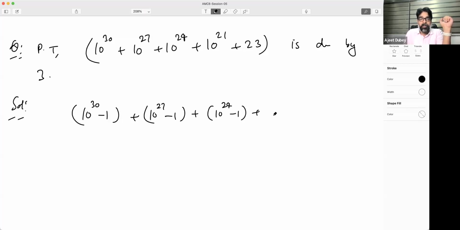10 power 24 minus 1 plus 10 power 21 minus 1, plus, since I subtracted 4 times 1, I will add 4 times 1, plus 27. Think carefully. This quantity I can write as 10 power 30 minus 1 power 30, this is 10 power 27 minus 1 power 27, this is 10 power 24 minus 1 power 24, this is 10 power 21 minus 1 power 21. This is divisible by what? 10 minus 1, by 9. This is also divisible by 9, this is also, this is also, and this is also divisible by 9. The whole quantity is divisible by 9, and if it's divisible by 9, surely it's divisible by 3 also.